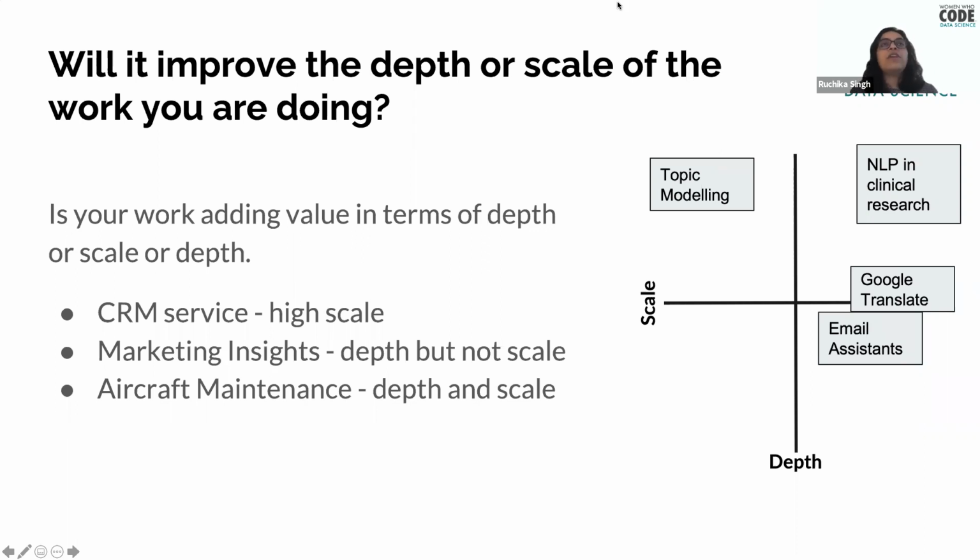So always think of that incremental, both from a business perspective, but also from the depth or the scale of the work you're doing. Are you adding to efficiencies, production, increase in the speed of production of your work, or are you adding additional depth to the quality of the work that you're doing?